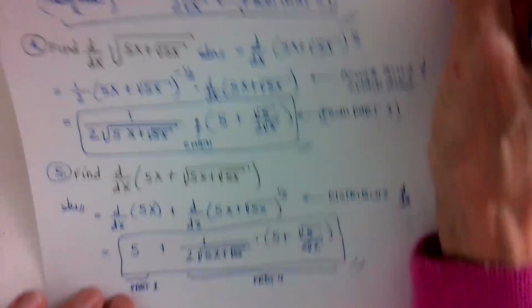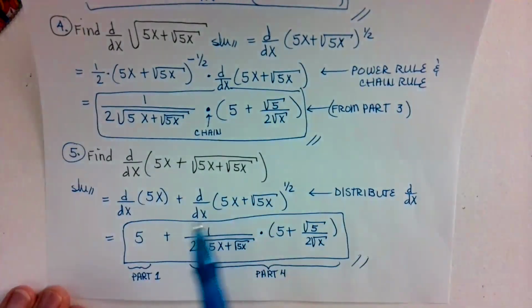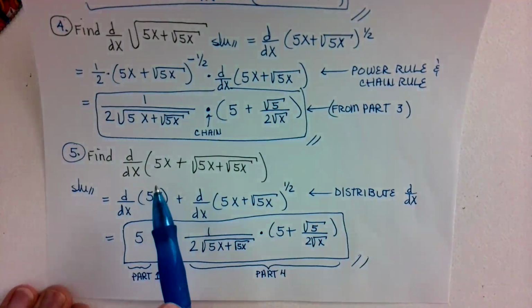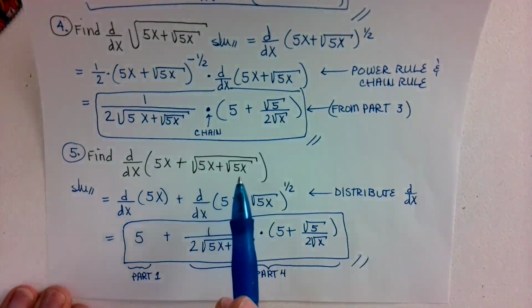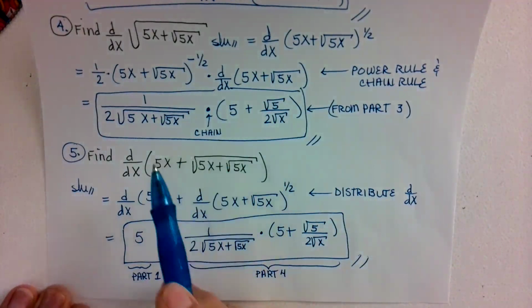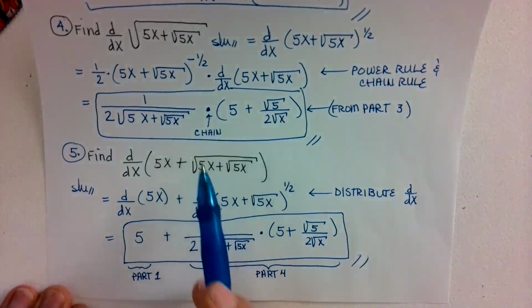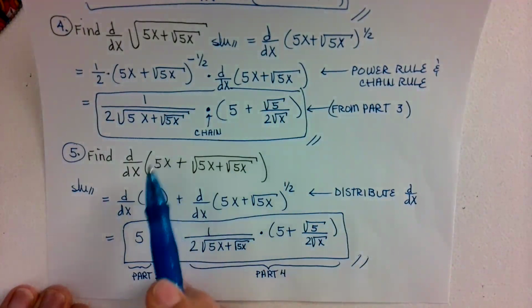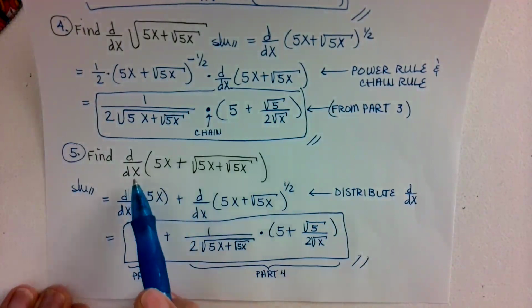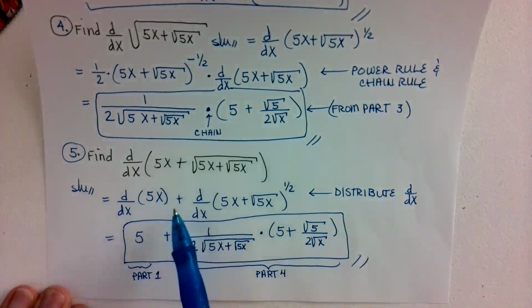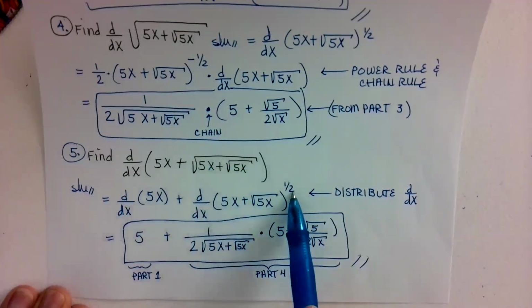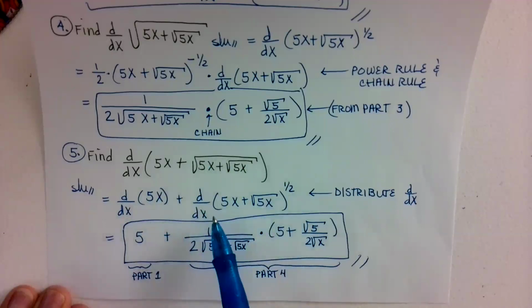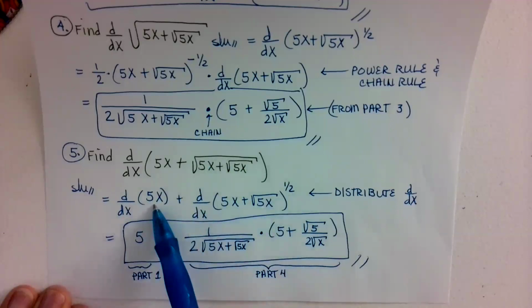And then finally, the last part, number 5, find the derivative with respect to x of 5x plus the square root of 5x plus the square root of 5x. So it's the square root of all 5x plus the square root of 5x. Well, what do you know? This portion here looks just like part 4. That looks just like part 1. So I'm going to distribute the derivative. It's a derivative of the first plus the derivative of the second. And I rewrote this big square root as a 1/2 power. And after I did the distribution, I said, okay, let's go ahead and evaluate it.